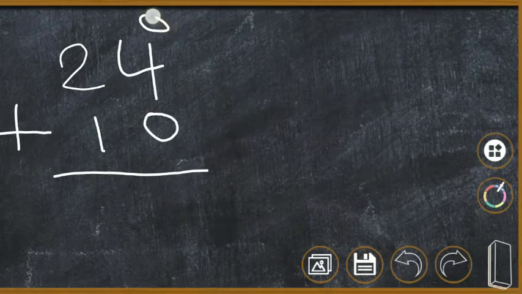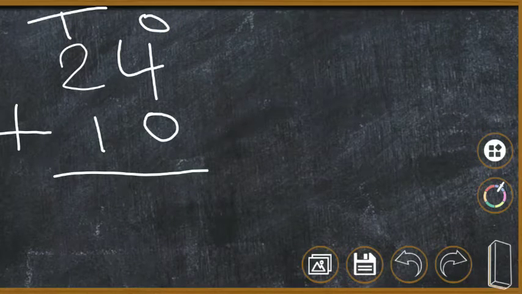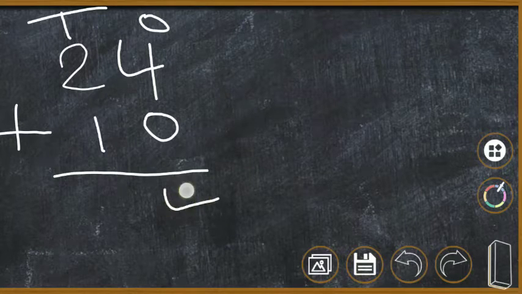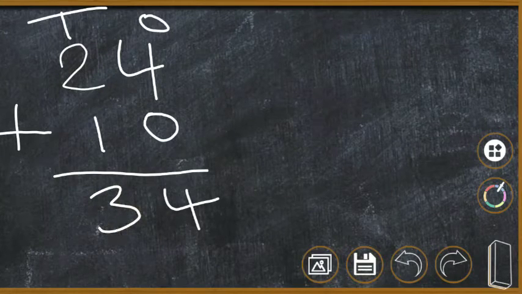Here is the ones place and here is the tens place. In the ones place, 4 and 0 are there. If any number is added with 0, you get that number only. Now 4 plus 0 is 4 only. In the tens place, 2 plus 1: keep 2 in your mind and take 1. You get 34.